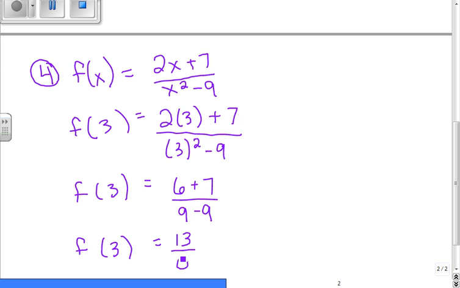is 0. Now we know that we cannot divide by 0. Therefore, the answer to this problem is no solution. Cannot divide by 0. So if you get divided by 0, it means there's no solution to the problem.